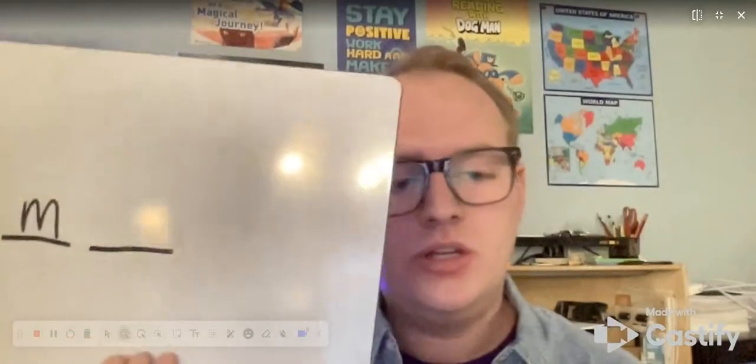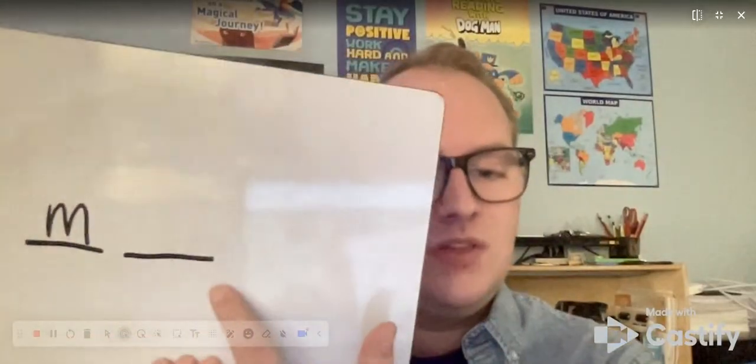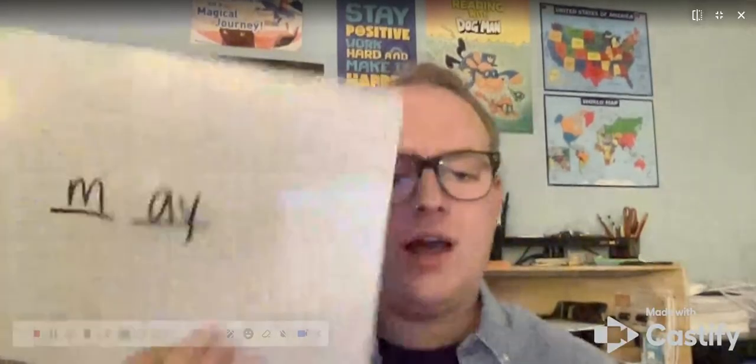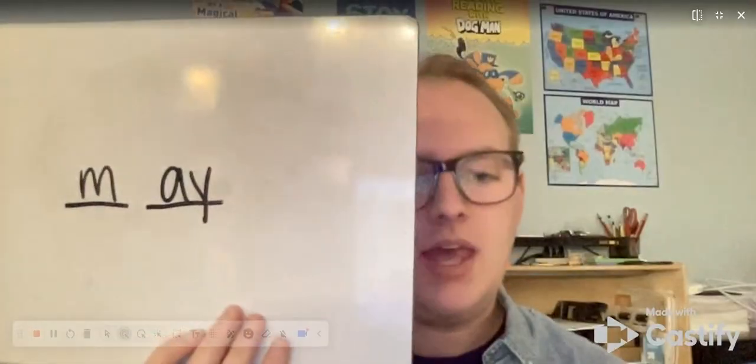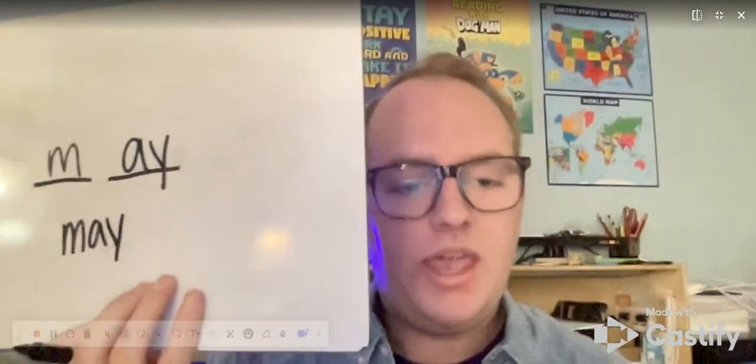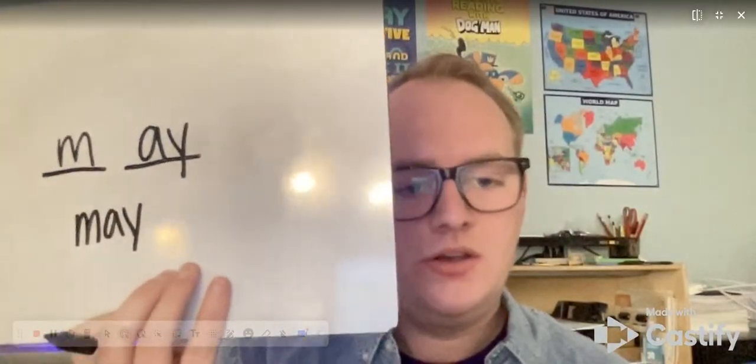Where in this word is that A sound? It's coming at the end of the word, right? So at the end of the word, think back to what we just learned. A is spelled with an A-Y. So the word is may. Go ahead and rewrite that word all together. May. Good job. Go ahead and erase your boards.